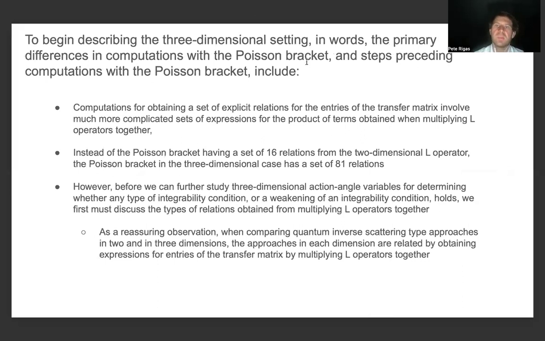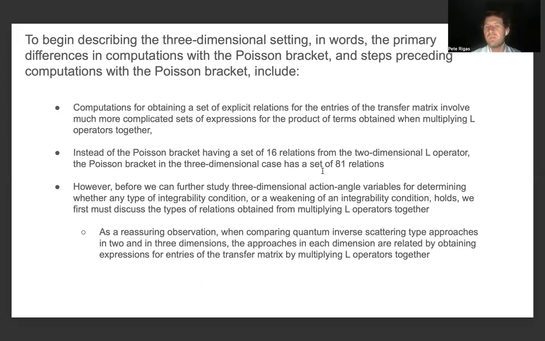And so to begin describing the three-dimensional setting in words, the primary differences in the computations with the Poisson bracket, and the steps preceding those computations, include computations for obtaining a set of explicit relations for the entries of the transfer matrix. These involve much more complicated sets of expressions for products of terms obtained when multiplying L operators together, as well as the fact that, as said in the second bullet point, instead of the Poisson bracket having a set of 16 relations from the two-dimensional L operator, the Poisson bracket in the three-dimensional case has a set of 81 relations. So there are many more relations involved in the three-dimensional case in comparison to the two-dimensional case.